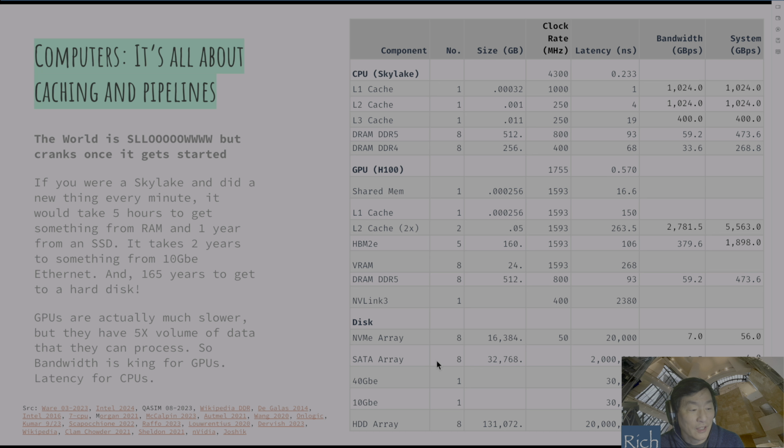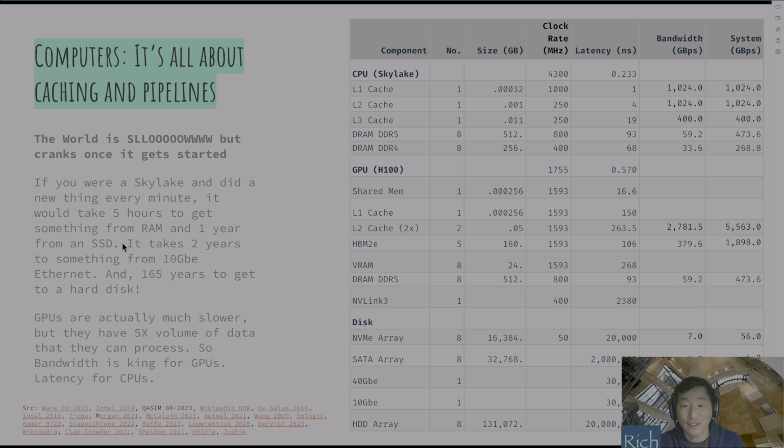If you have to go over the internet, even the very fast 10 gigabit Ethernets take about 30 microseconds, which is much, much slower than all of these numbers. And then if you have to go to a hard disk array, I have bad news. That's about 20 milliseconds. That's about 40 million times slower than a CPU. Now, put another way, if this Skylake processor we talked about has to go over the Ethernet, it's going to take about 2 years for it to get some data from over the 10 gigabit Ethernet. Think about that.